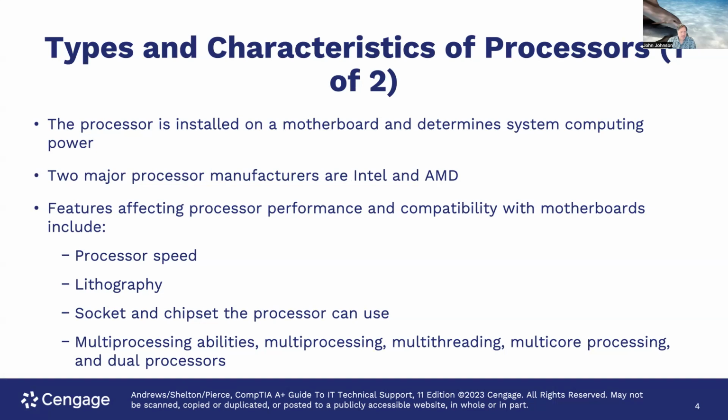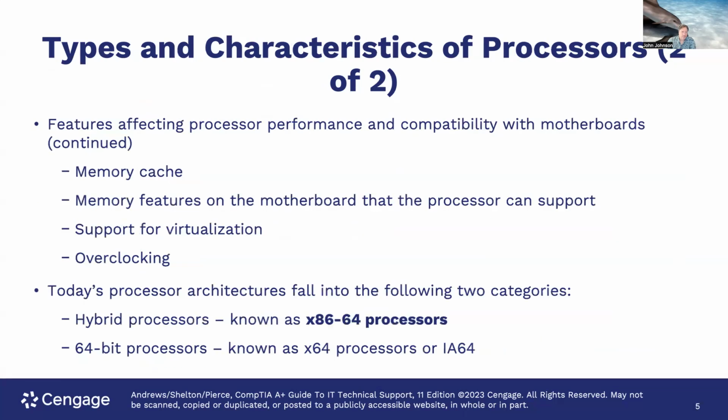The features affecting processor performance and compatibility with motherboards include processor speed, lithography, socket and chipsets the processor can use, multi-processing abilities, multi-threading, multi-core processing, and dual processors. Features affecting processor performance and compatibility with motherboards, continued: we have memory cache, memory features on the motherboard that the processor can support, and virtualization, which is a big thing if you're wanting to run a lot of different VMs on your system, or Docker and things like that. So support for virtualization is important.